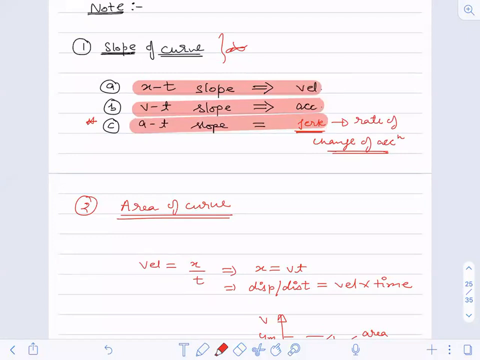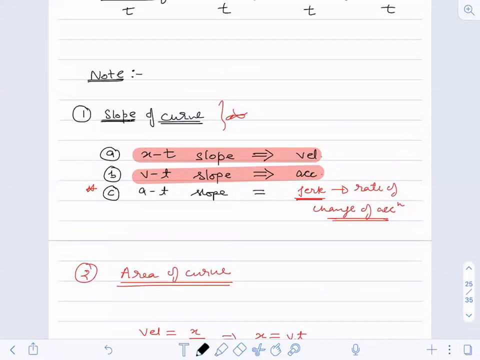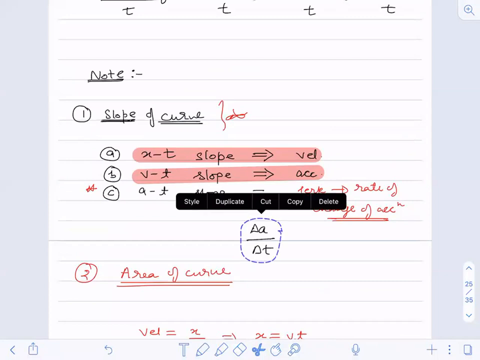Now this jerk is not in your syllabus, so you will only focus on distance, speed, velocity, displacement and acceleration. Jerk is not there in our syllabus, so we don't have to worry about that. But you should understand the slope of acceleration-time graph gives me jerk, which is the rate of change of acceleration. So if I write change in acceleration divided by time taken, then this will be called jerk. But this is not in your syllabus, so we are not going to see.